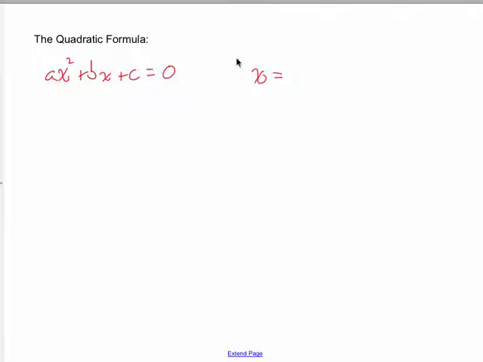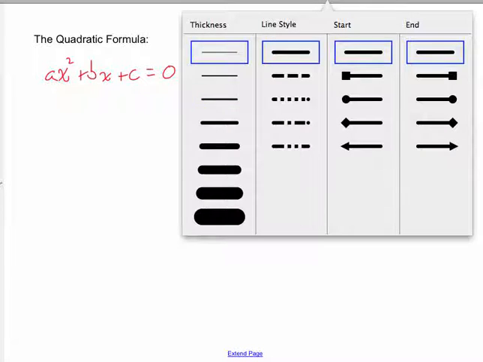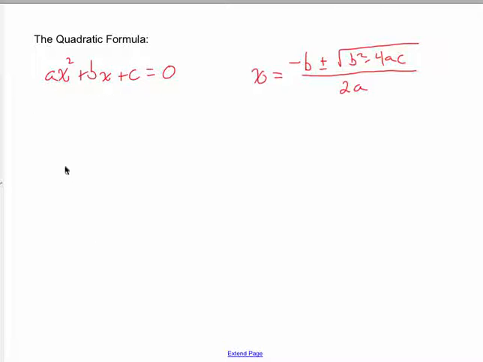So what some genius way back when did is he said, or she, probably he, you never know. This person said, okay, if I've got this, can I actually come up with a general formula that'll work for every single quadratic? And lo and behold, that person did. That quadratic formula is negative b plus or minus the square root of b squared minus 4ac, all divided by 2a. And it all depends on what your a, b, and c values are.